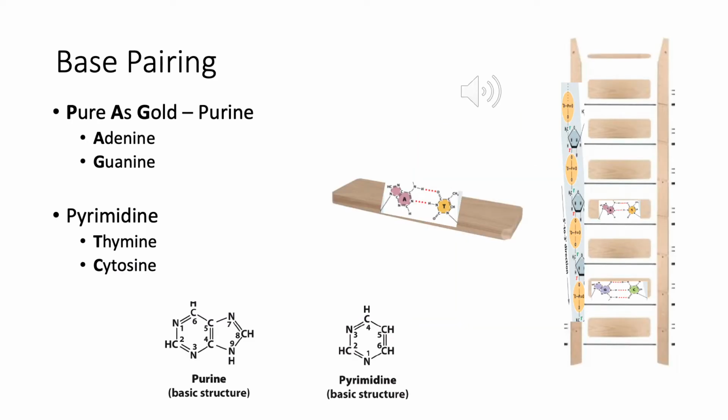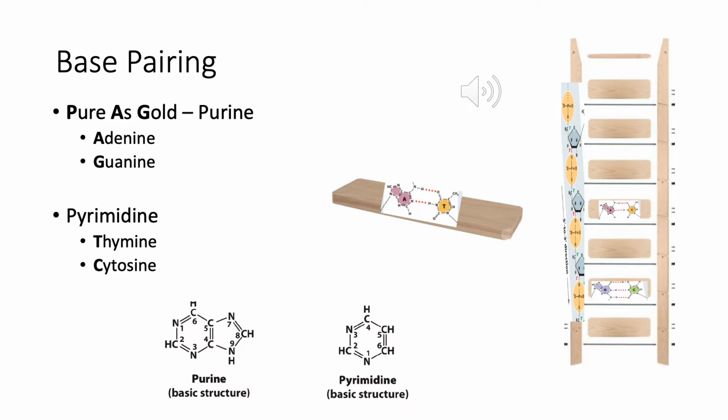The two types of nitrogenous base attached to the 1' carbon on the sugar are purine and pyrimidine. Purine is a double ring structure while pyrimidine is a single ring. In purine, there is adenine and guanine. The mnemonic I use is "pure as gold," where P is purine, A is adenine, and G is guanine. The two types for pyrimidine are thymine and cytosine.